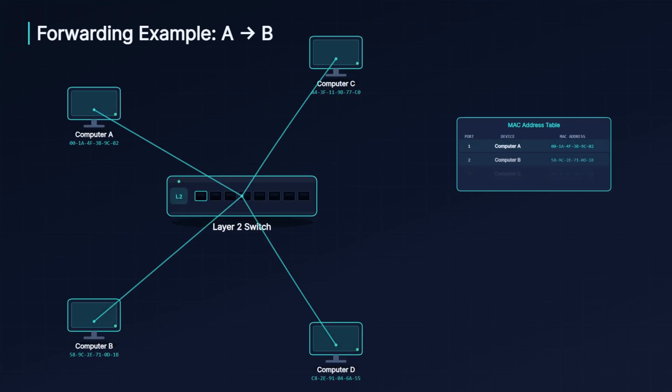Now watch this in action. Computer A wants to reach computer B, so it addresses the data with B's MAC address and sends it to the switch. The switch reads that destination address, checks it against its table, finds the exact port computer B is sitting on, and sends the data straight there. Not to every port. Just the one that matters.